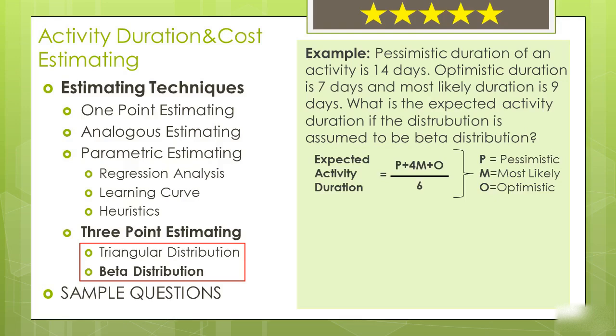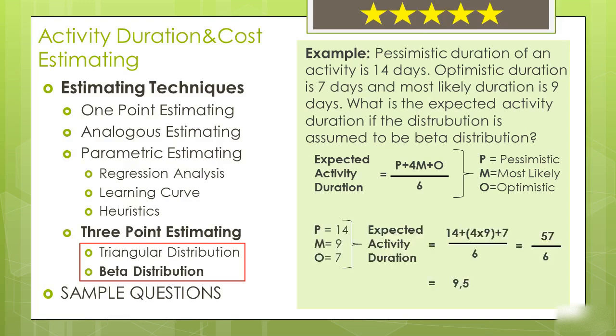Again, we will enter the values in our formula, but this time we will use the formula for beta distribution. Our pessimistic duration is 14 days, therefore P is 14. Most likely duration is 9 days, therefore M equals to 9. Optimistic duration is 7 days, therefore O equals to 7. Our formula for beta distribution is P plus 4M plus O divided by 6. If we calculate it, it will result as 9.5. Remember, we found this result as 10 in triangular distribution. Since the result is differing by the type of the distribution, you need to memorize both of the formulas.